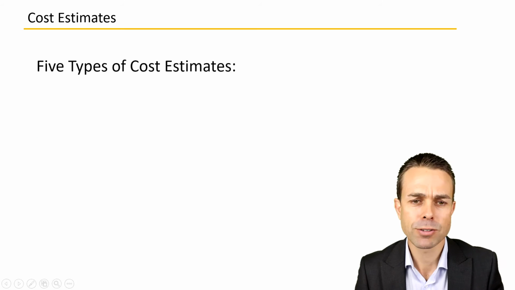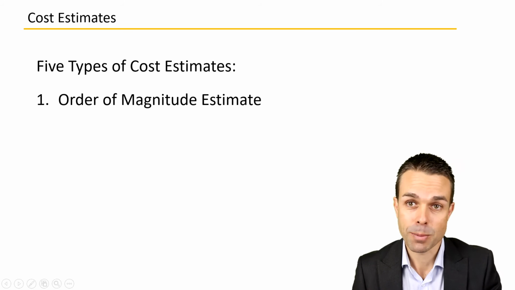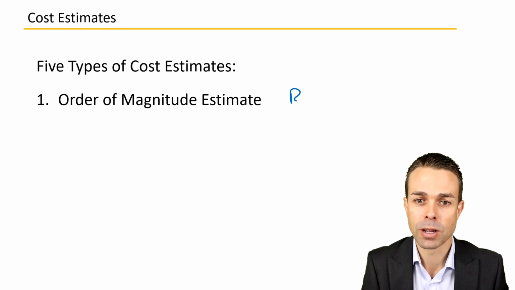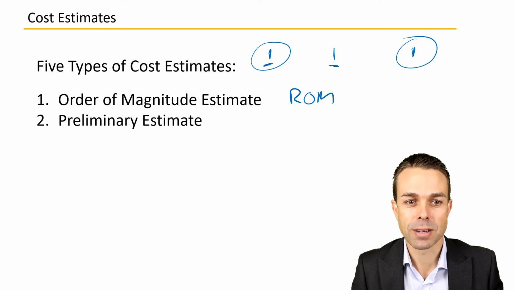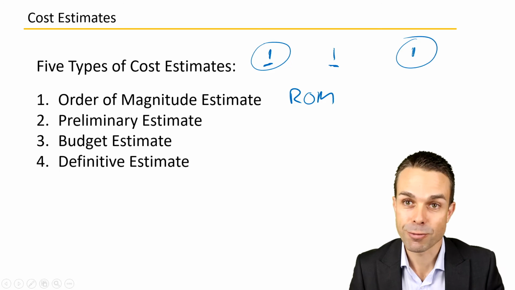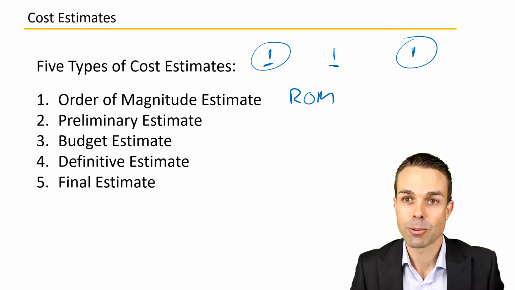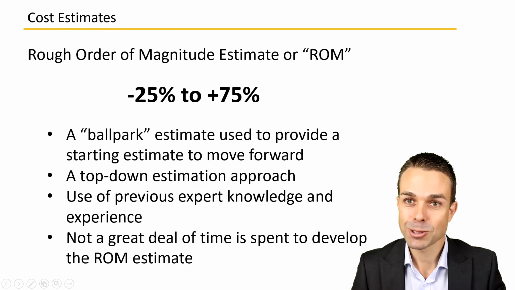Well, there are 5 types of cost estimates that you will come across in project management and in the PMP exam. The first one is your order of magnitude estimate, also called the rough order of magnitude or ROM. The preliminary estimate is next, the budget estimate is after that, the definitive estimate gets a little bit more definitive, as the name says, and finally we have the final estimate, which is where we end up with the final cost for our project. So let's delve into them.